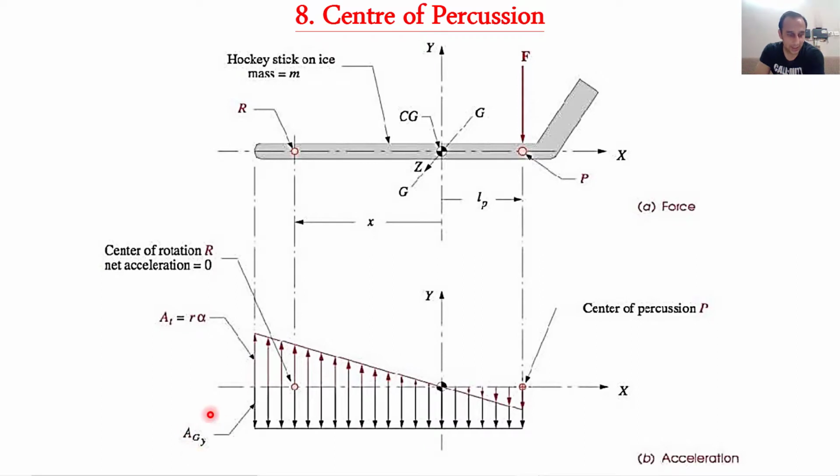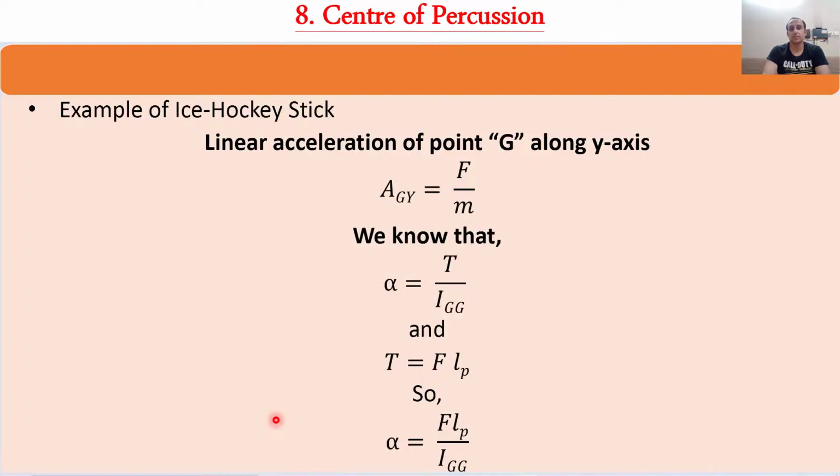One is this linear one, which is denoted by AGY. AGY is basically the acceleration of point G along the y-axis. Okay, we can say it like this. And then we have another acceleration, which is rotational acceleration, denoted by AT. AT means the tangential component of the acceleration, and that is equal to R alpha. Okay, so now we will figure out what the formulas of these terms are, and then we will get back to this diagram.